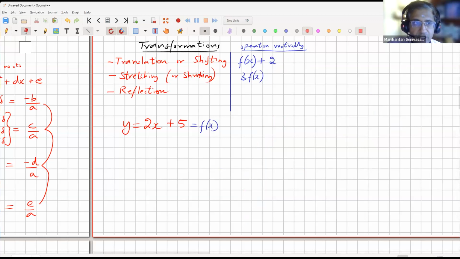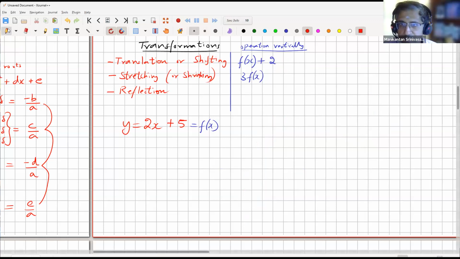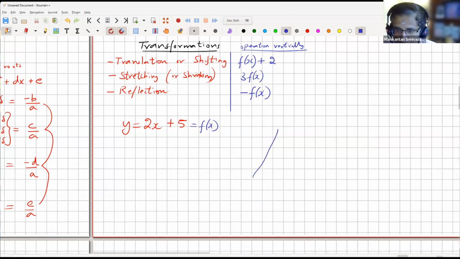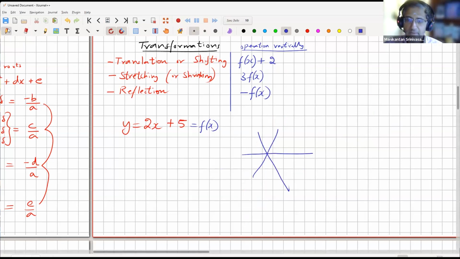Okay, and reflection. Reflection is, suppose I have minus of f of x. That means the entire graph gets reflected vertically, meaning it gets reflected along the x-axis. So whatever is like this now becomes like this, if this is the x-axis. Just imagine it's like a pond, and then it's getting reflected around the pond. So it's getting vertically reflected.